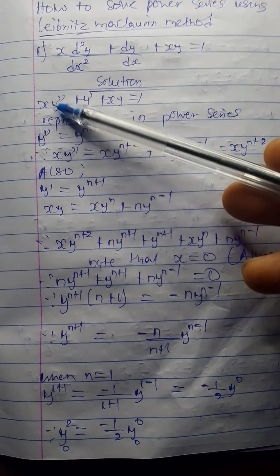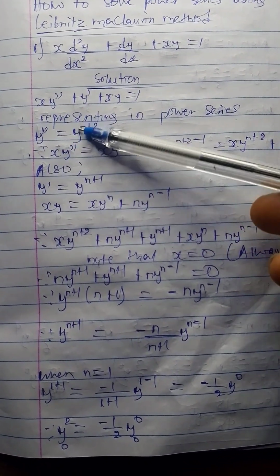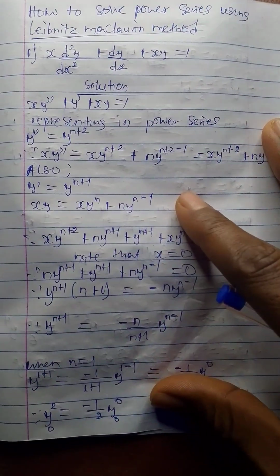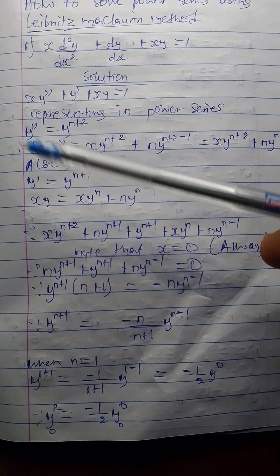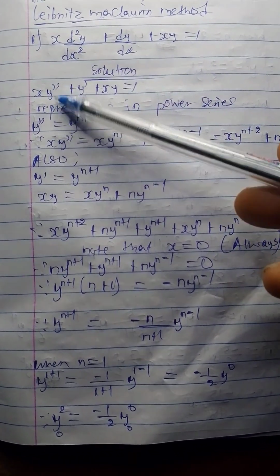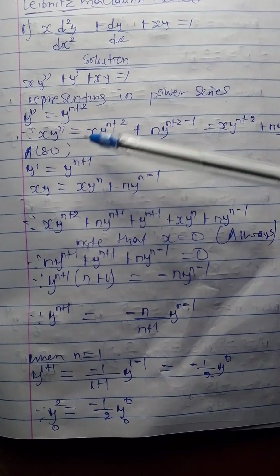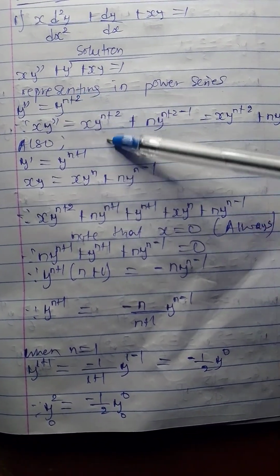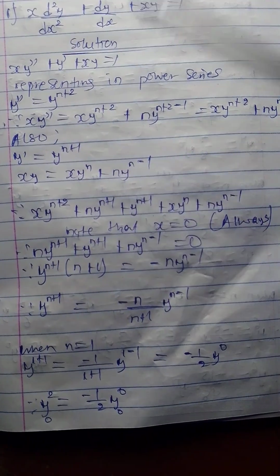What's y''? y'' is equal to y raised by n plus 2. Now always know that in the power series you are differentiating with respect to x and with respect to n. So what will be x y''? x y'' will be equal to x y raised by n plus 2, because y'' is y raised by n plus 2, right? Plus the differential of x, which is 1.